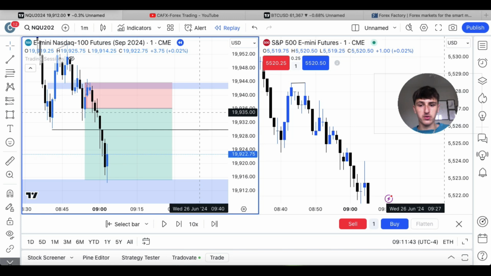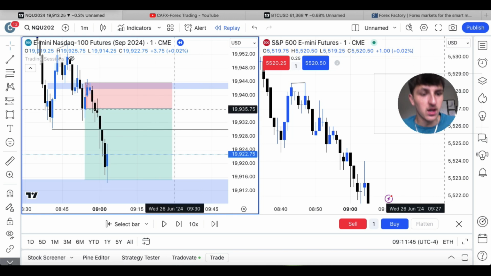So yeah, that's the full trade. 2.8 risk to reward. You would have made 2.5 to 3% on that trade.